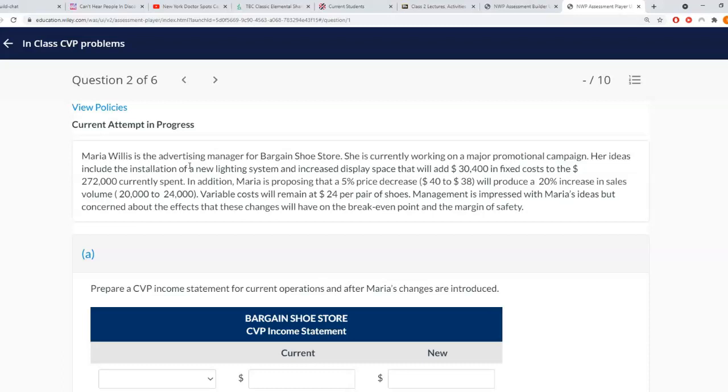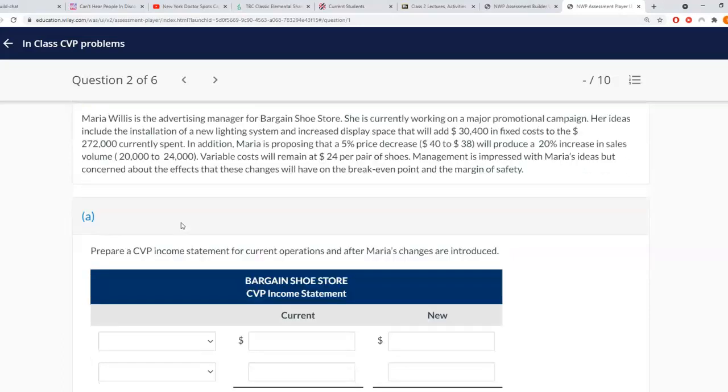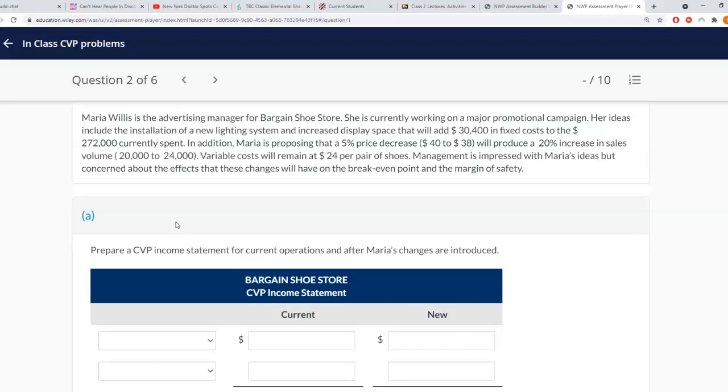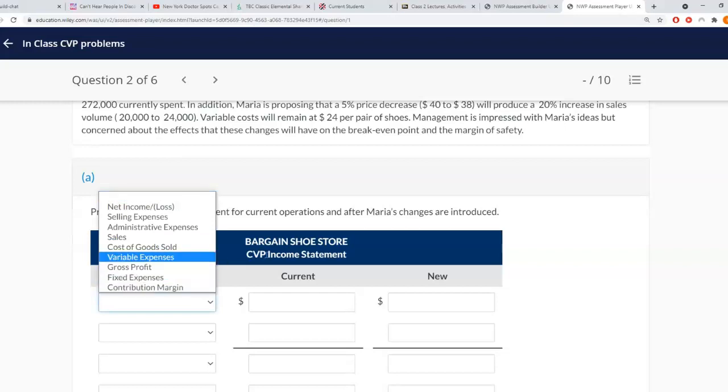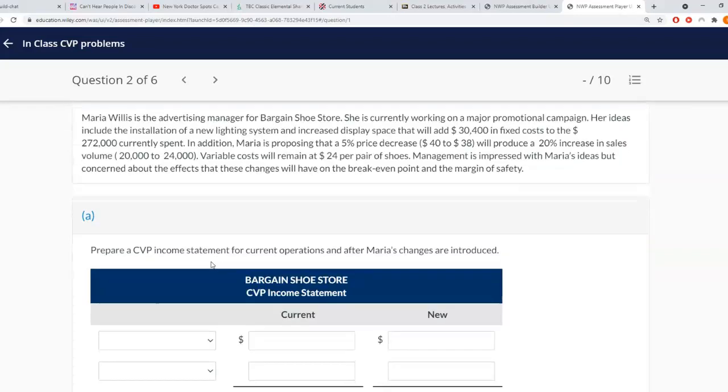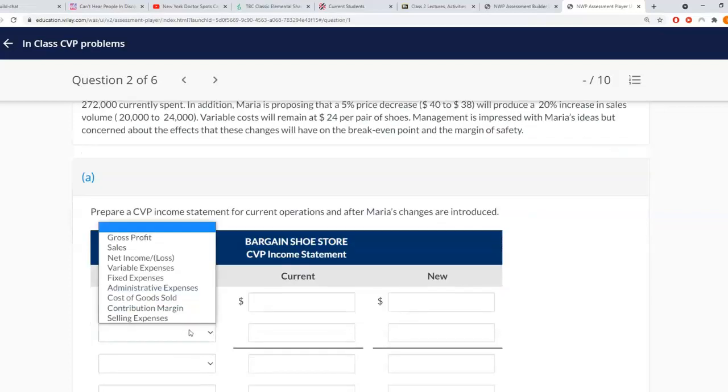Management is impressed with Maria's ideas, but concerned about the effect that this change will have on the break-even point and the margin of safety. Okay, good. All right. So now build the income statement. Prepare the CVP income statement for current operation and after Maria's changes are introduced. Okay, very good. So CVP statement: sales, variable costs, contribution margin.